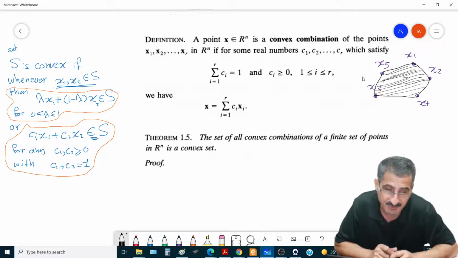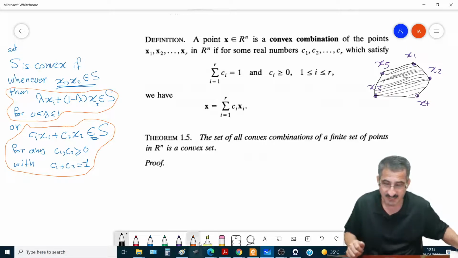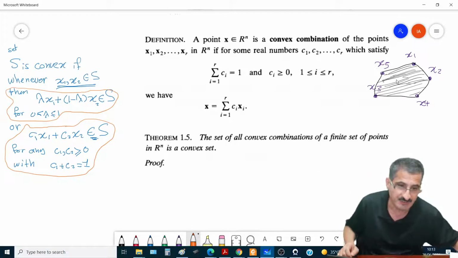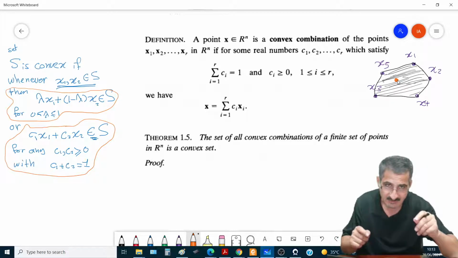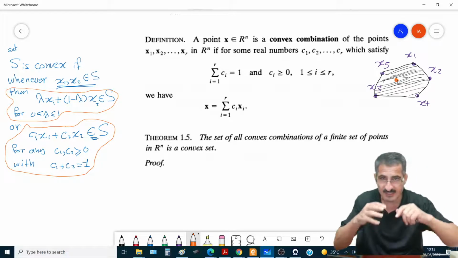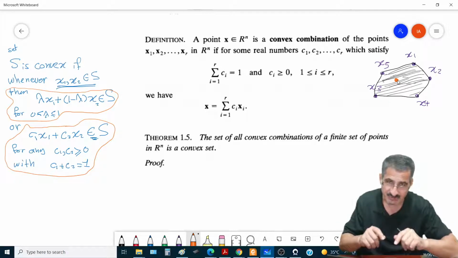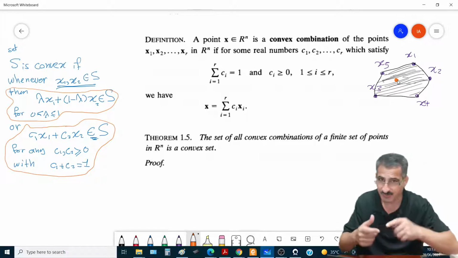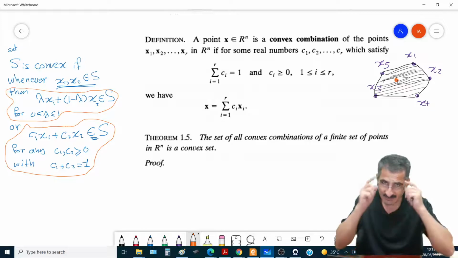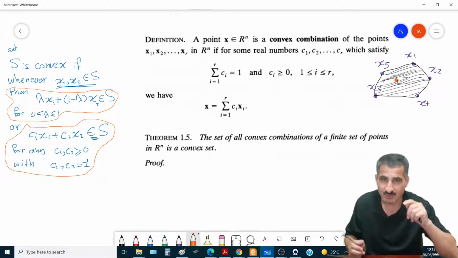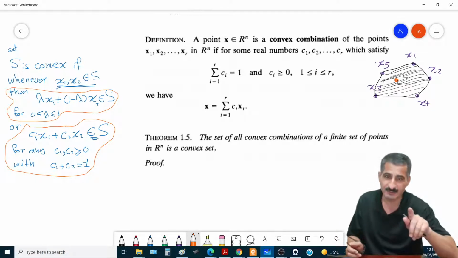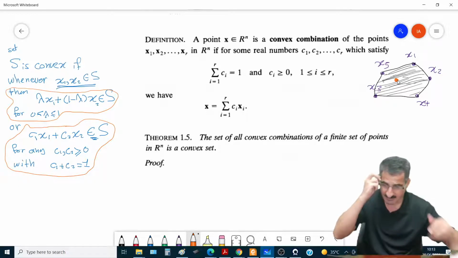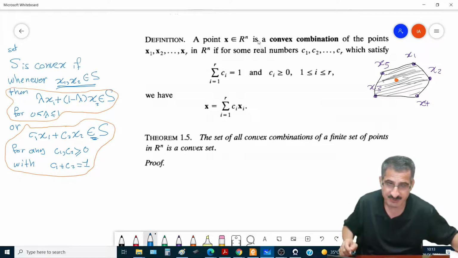Convex combination means any point here can be obtained as a linear combination of x1, x2, x3, x4, x5, and not any linear combination. The coefficients must sum to 1. Okay, now this is the definition.